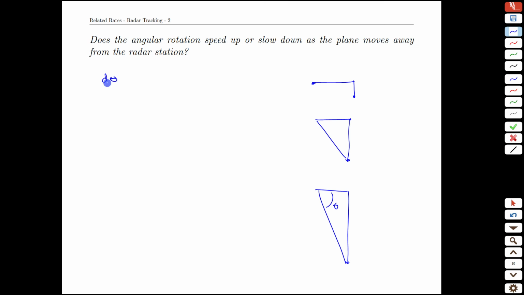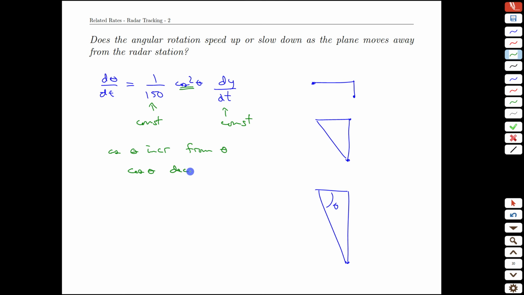Well, you can use your intuition again, or we can look at the calculations. We have our 1 over 150 cos squared of theta and dy dt. This is a constant. This is a constant. So what we're asking is as theta increases from 0, so as it gets, we call it negative or positive, it doesn't matter, it's going to get squared away and the cosine doesn't care either. But as theta gets bigger from 0, what happens to cos squared? Well, cos of theta decreases. Think of a cos graph. The cos graph starts at its peak at 0, and then it goes down afterwards.